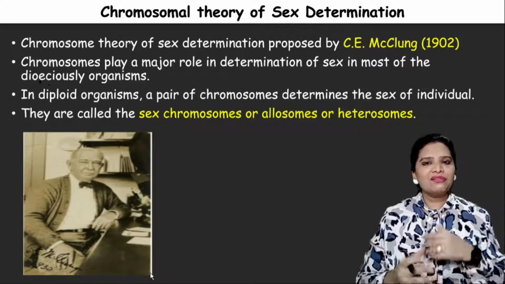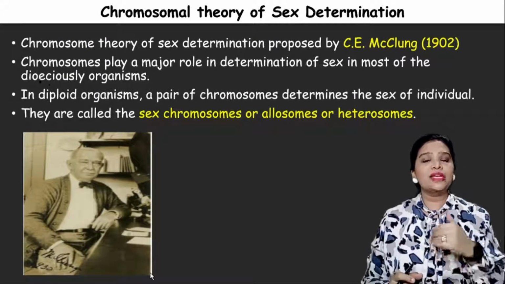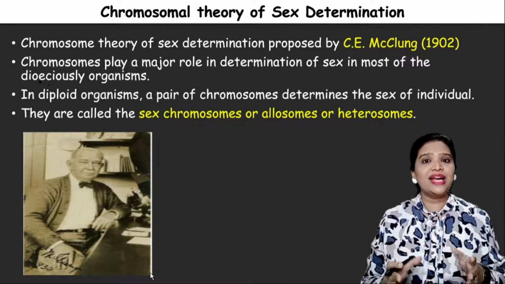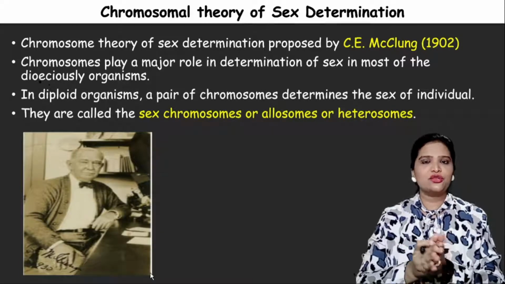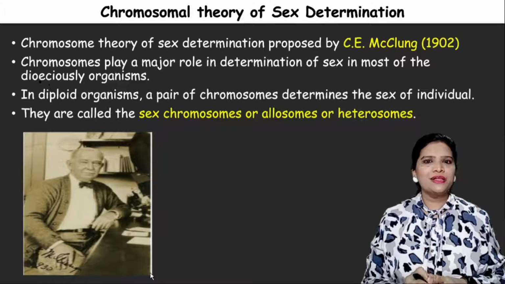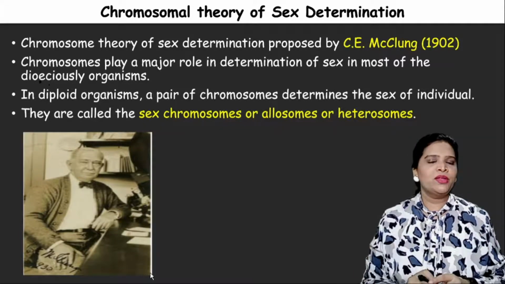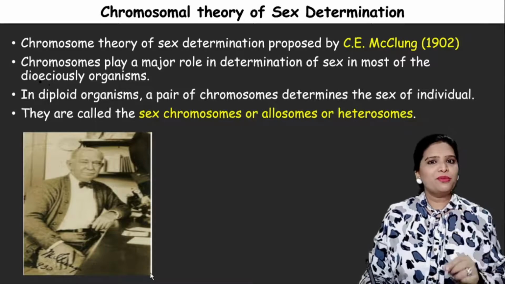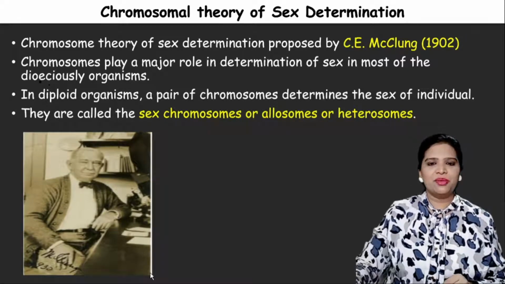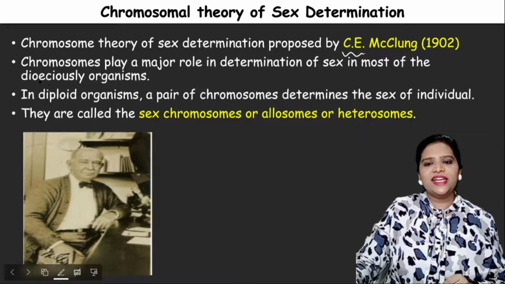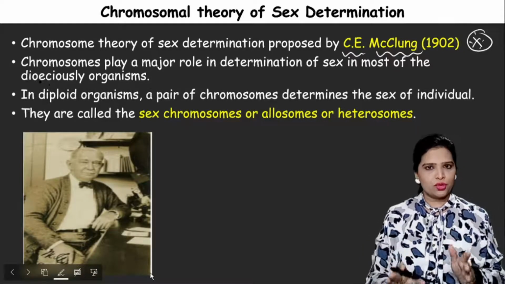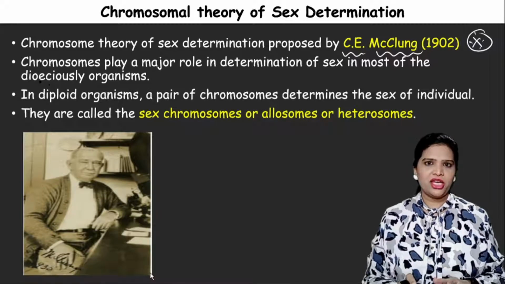Later, after the discovery of the X chromosome and Y chromosome, people came to know that these chromosomes are responsible for the sexual characteristics of organisms. The chromosomal theory of sex determination came and was proposed. Who proposed the chromosomal theory of sex determination? It was proposed in the year 1902 by McClung. McClung proposed the chromosomal theory of sex determination.